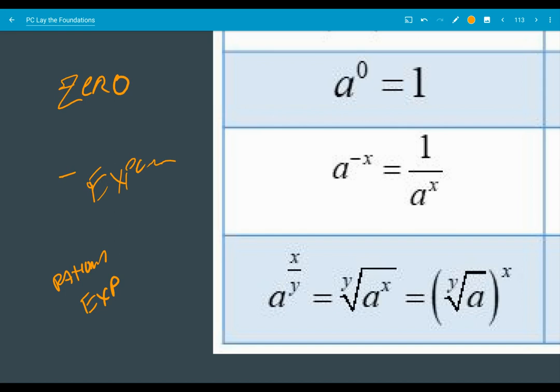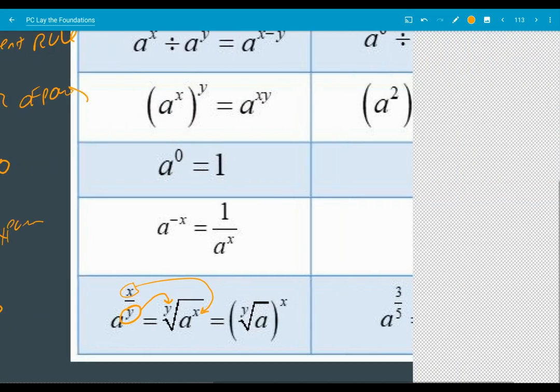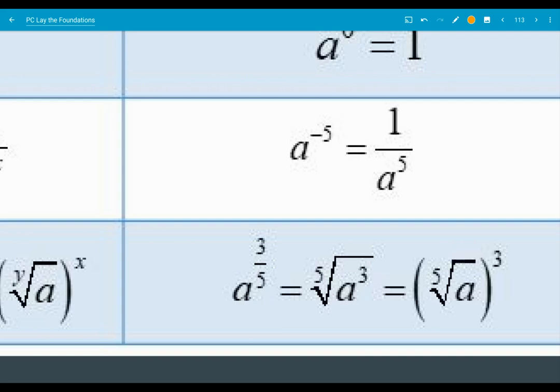So what that means is if you have a fraction, x over y, the denominator is the index of your radical, and the numerator is the power on your number. That will come into play a lot again as you get later into your mathematical career, looking at calculus and those type of problems. But let's look at a specific example real quick. So a to the 3/5 power is the 5th root of a cubed.